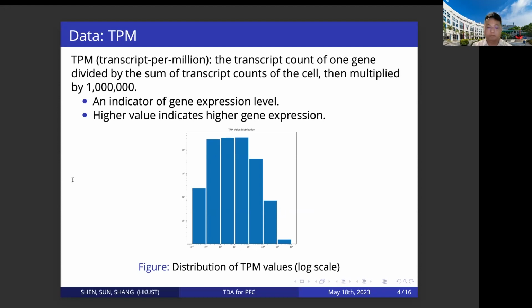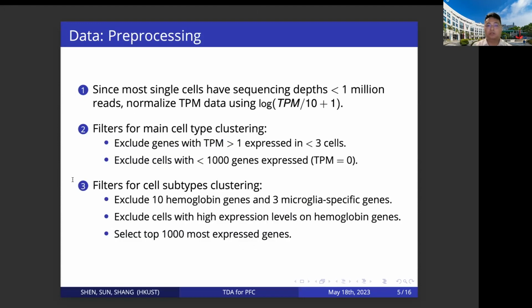Basically, these two axes here are at log level, so we need to normalize the TPM data using this equation. Essentially, the root cause for this is that most single cells have a sequencing depth of less than 1 million reads. So we need to normalize by first dividing by 10^n, plus 1, and also use a log to normalize the data.